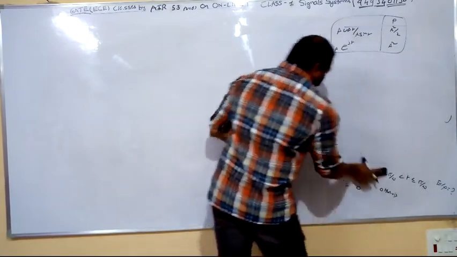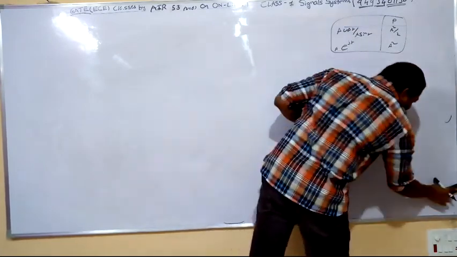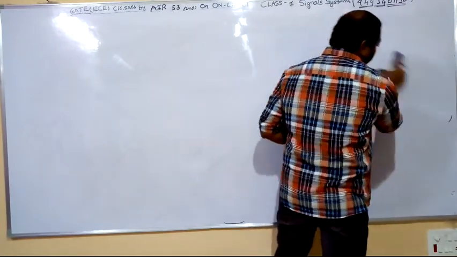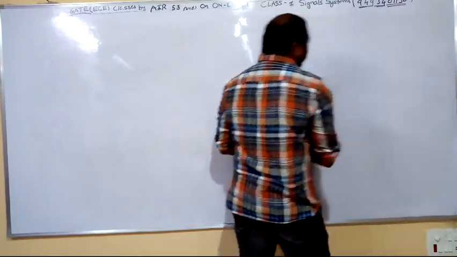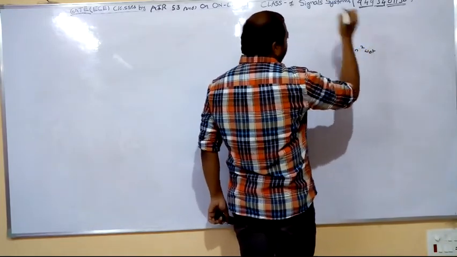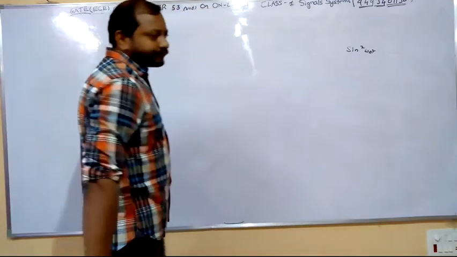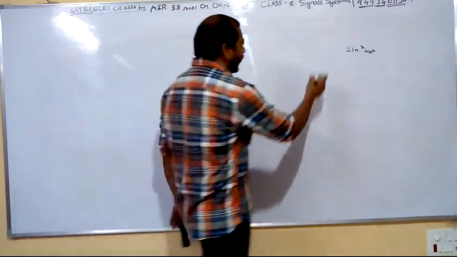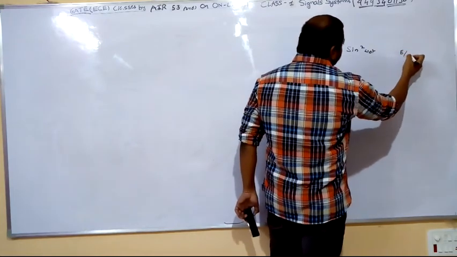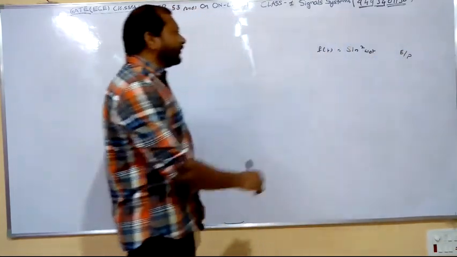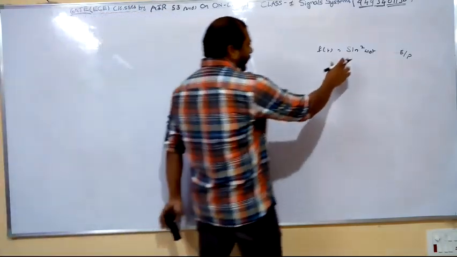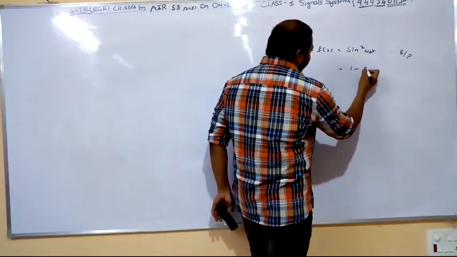What is the power of the signal sin square omega naught t? Power or energy? I am not saying the power of the signal. If it is a power signal, you have to calculate the power. If it is an energy signal, you have to calculate the energy. They have given f of t equal to sin square omega naught t, and they are asking either energy or power.